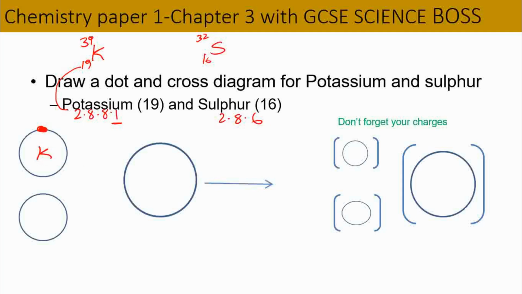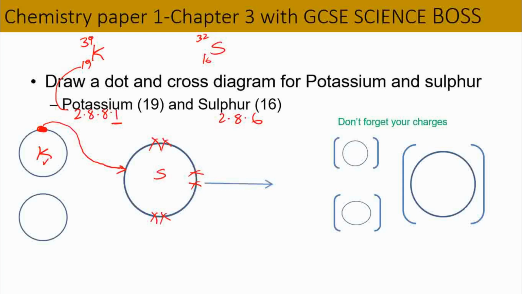Okay, so that's my outer shell only. And sulfur, we know that sulfur has 6 electrons on the outer shell. Now, potassium is not stable. It has donated its electron to sulfur. Okay, so potassium is now stable. I'm going to put a tick there to show that it's stable. But sulfur is not stable.